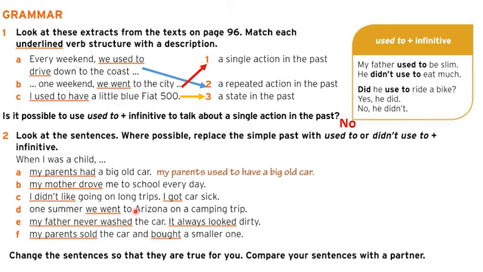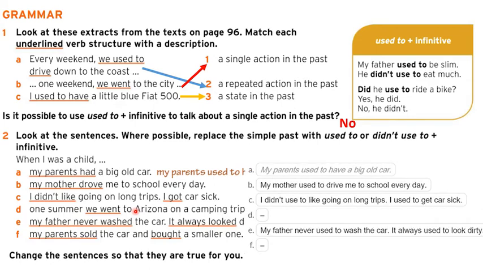All right? Let's check the answers. Here they are. Very good. Use them to corroborate your answers. As you can see, all the sentences can be changed except for letter D and letter F. In letter F, we have, my parents sold the car and bought a smaller one. Well, when they sold the car, this was a single action. They cannot sell the same car on repeated occasions, right? Very good. As you can see here in letter C, didn't use to without the d because it's in the negative. And well, very good, guys.